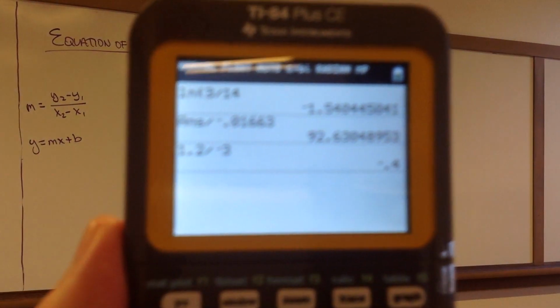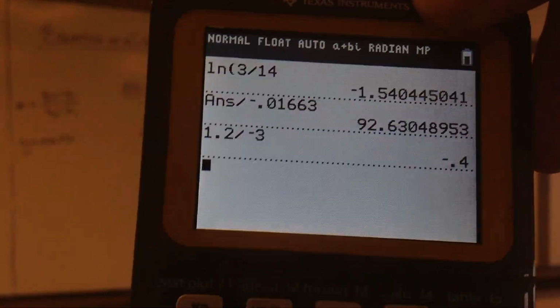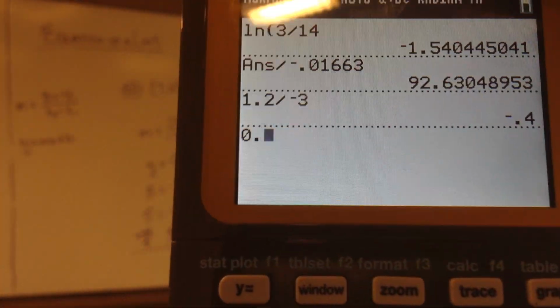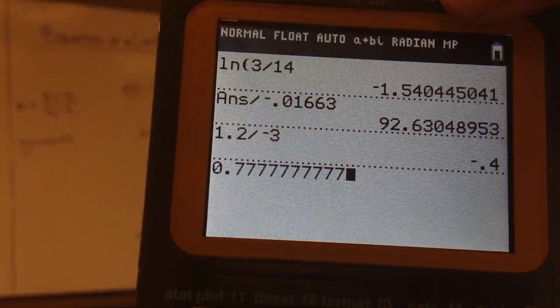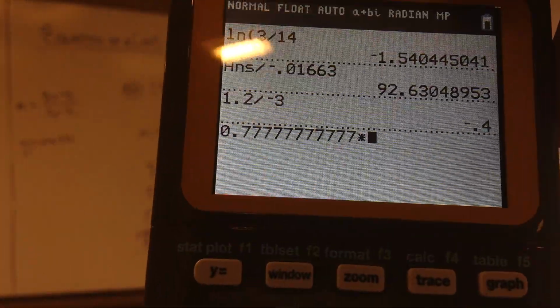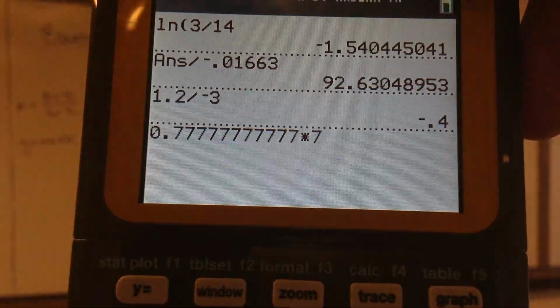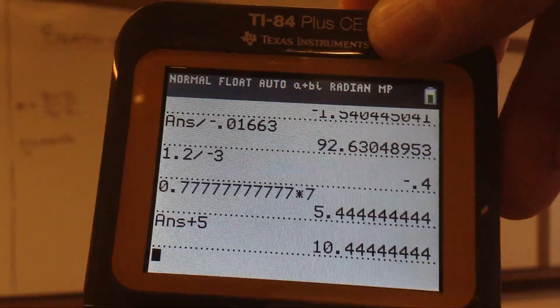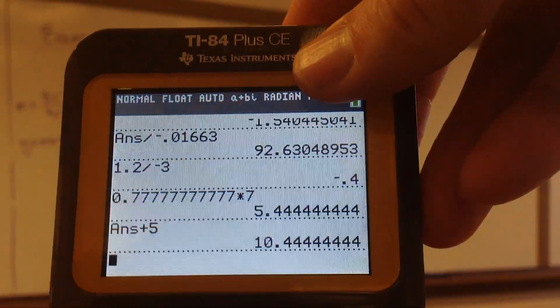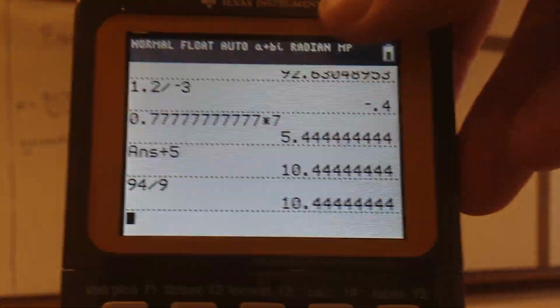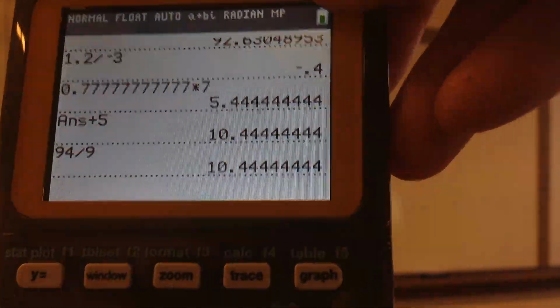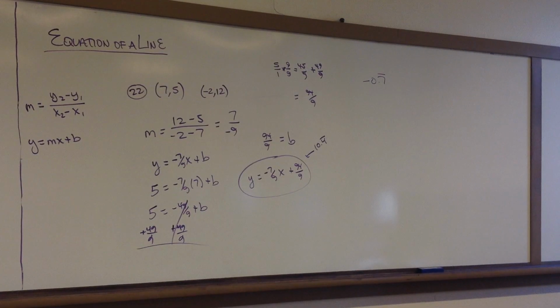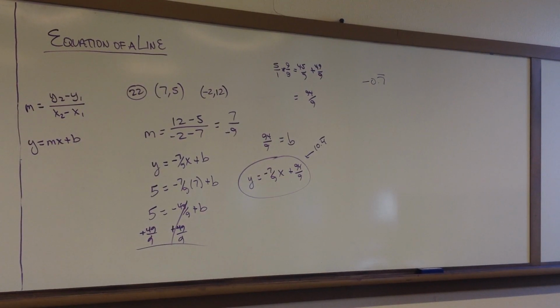and then just type in that 7 a whole bunch of times, 0.77777. And then we're going to multiply that by 7. And then we got to add that to the 5. And there's our 10.4 repeating. And that's what I got over there. See, if you do that 94 divided by 9, there's that 10.4 repeating. Okay? So, there's nothing wrong with switching to decimals, so long as you do it in an intelligent way.